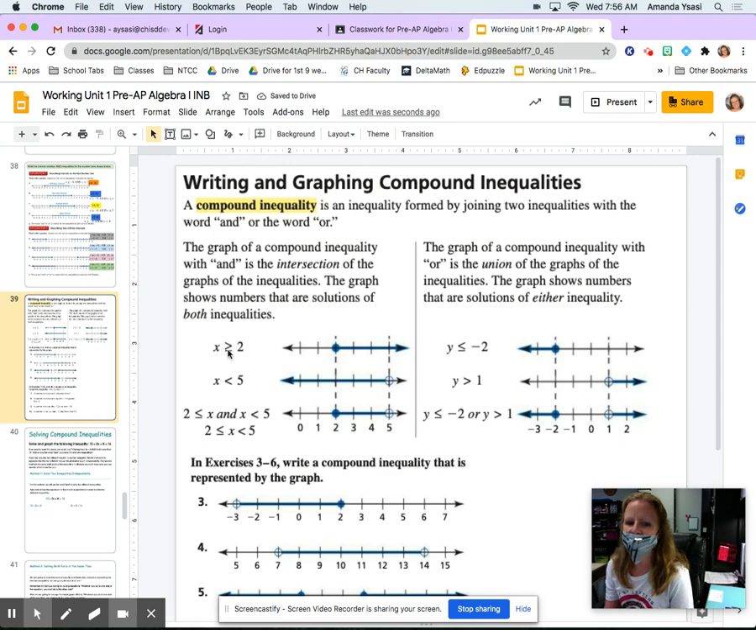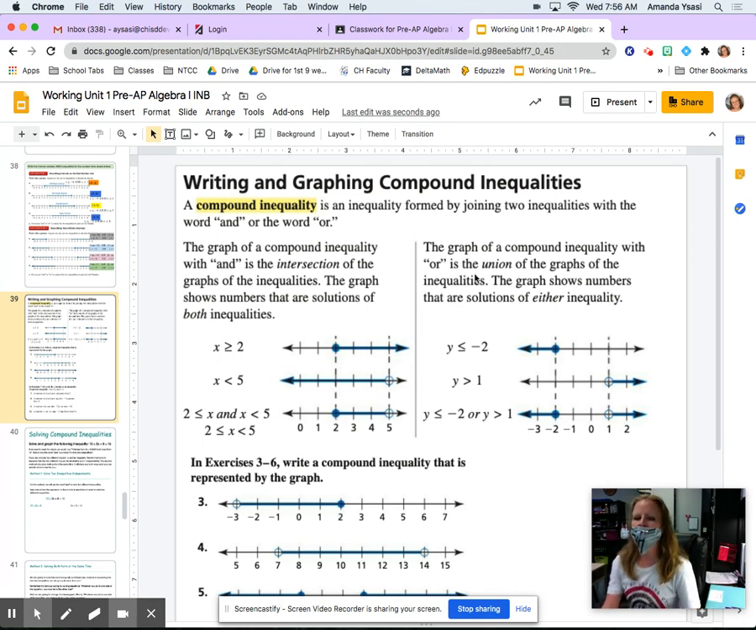So x is greater than 2 means it goes to the right, and then greater than or equal to. And then x is less than 5 means it goes to the left. And those two together means we're going to cut off at those two numbers, 2 and 5.